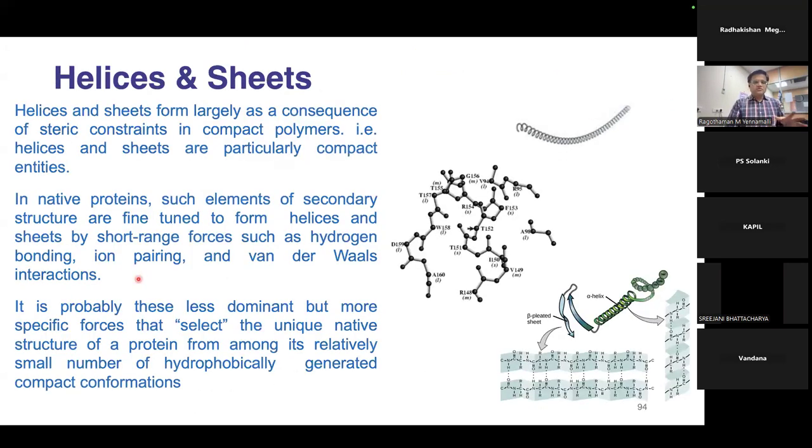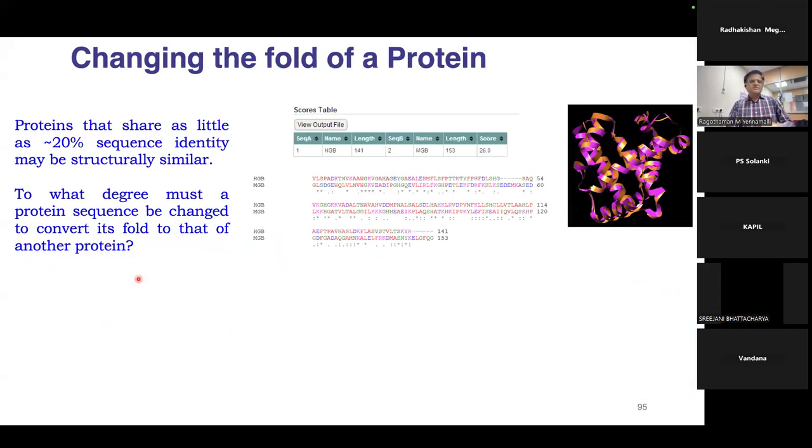So the helices and sheets, which are basically the building blocks of the fold, among the 1500 folds that we have, you can select which type of helices can form which type of proteins and how they are fine-tuned in pairing and interaction in many different proteins. So this came up with an interesting experiment: how much can a protein sequence be changed to convert a protein to a completely different fold?